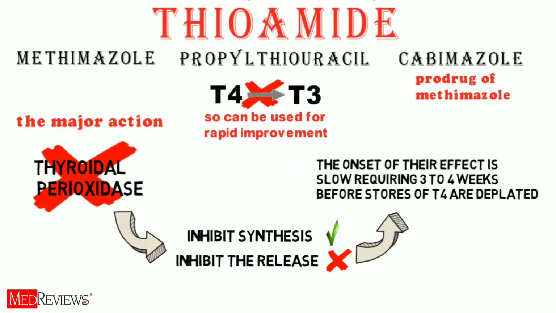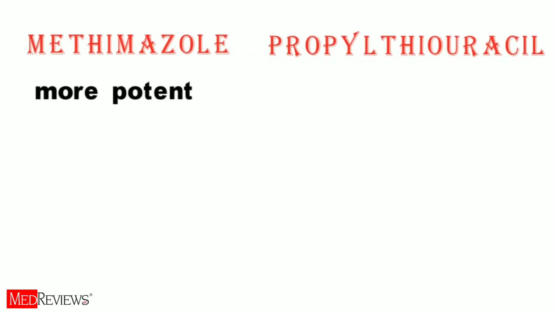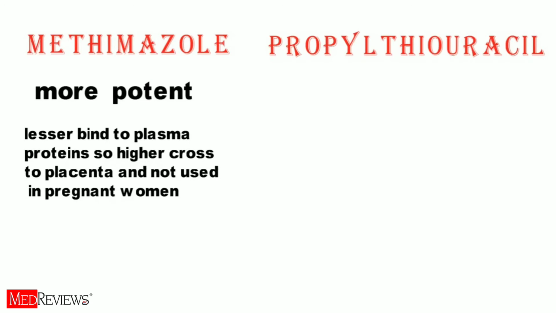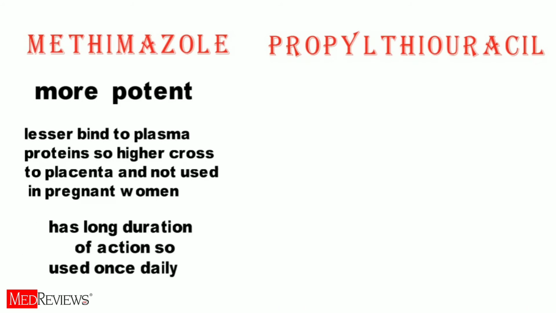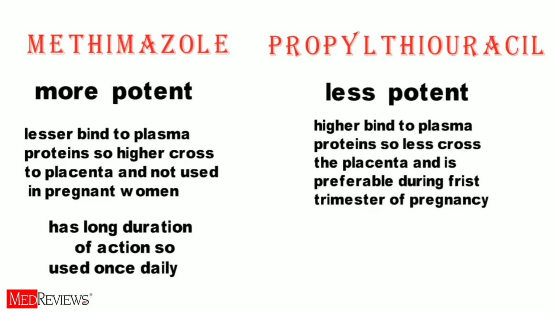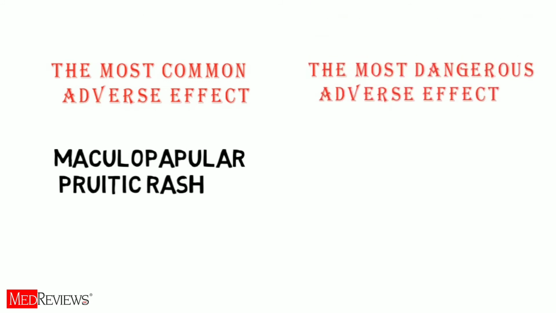Let's make a quick comparison between methimazole and propylthiouracil. Methimazole is more potent and binds less to plasma protein, so it crosses the placenta more and is not used in pregnant women. Methimazole has a long duration, so it is used once daily. On the other hand, propylthiouracil is less potent, but with higher binding to plasma protein, so it crosses the placenta less and is preferable during the first trimester of pregnancy. Propylthiouracil has a short duration. The most common adverse effect of thioamides is a maculopapular pruritic rash, and the most dangerous adverse effect is agranulocytosis.